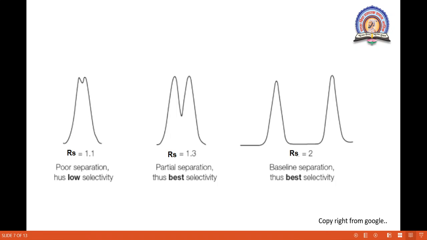Okay. We see one more diagram here. In the first case, the RS is 1.1. So poor separation is observed, thus low selectivity. In this case, the RS term is 1.3. So we are getting partial separation, thus the best selectivity. While here the RS is 2. That's why we are getting separate two peaks. They show best selectivity. Okay.